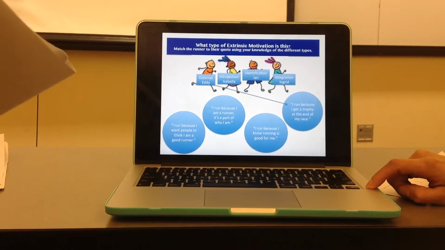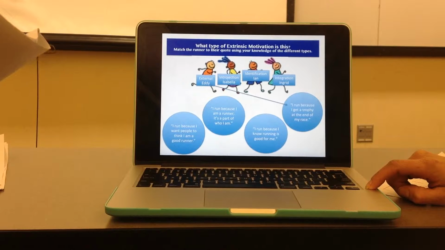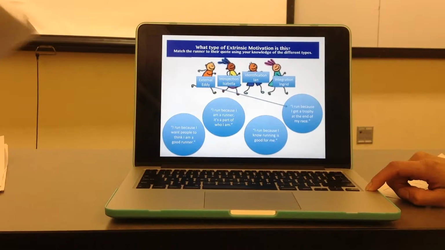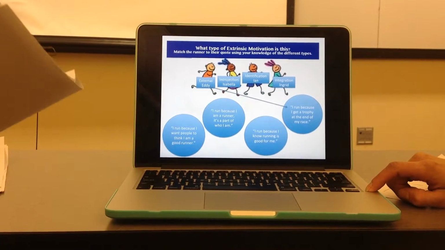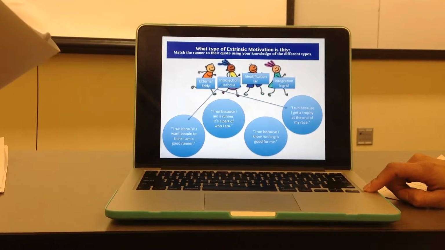Which quote matches introjection Isabella? I run because I want people to think I'm a good runner. I run because I am a runner, it's part of who I am. Or I run because I know running is good for me. The answer is, I run because I want people to think I am a good runner.